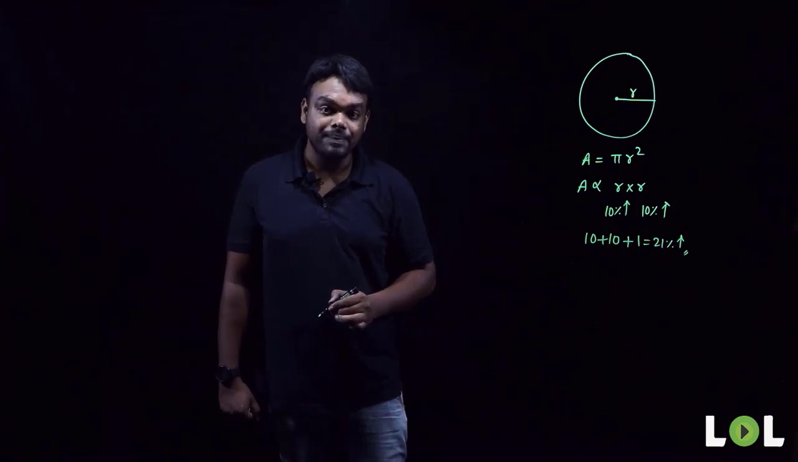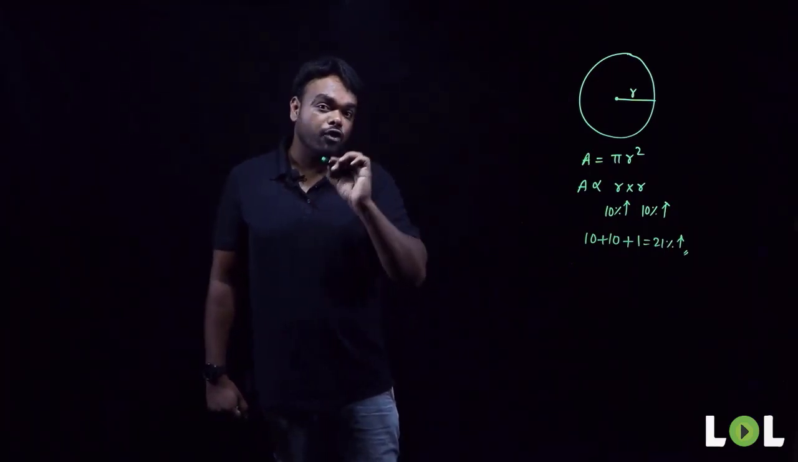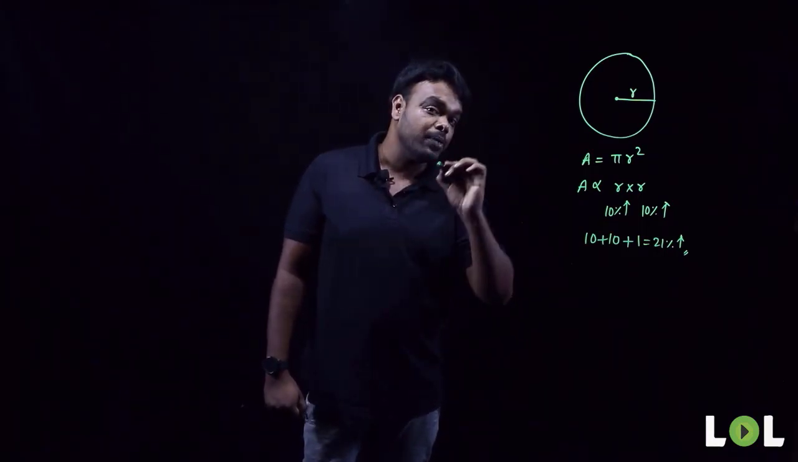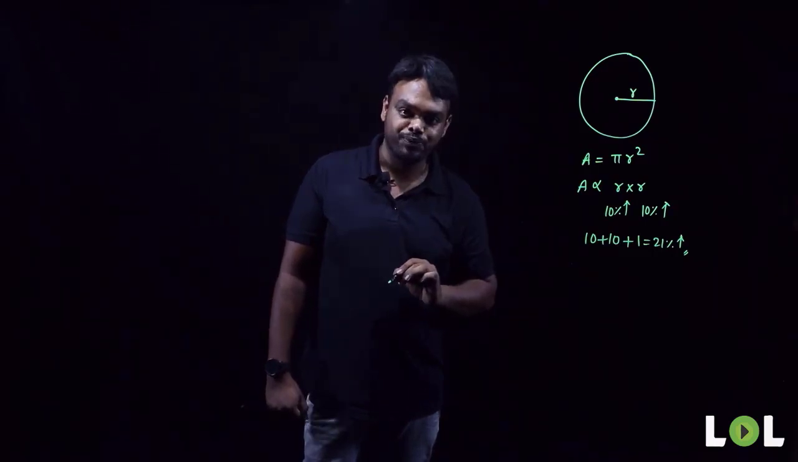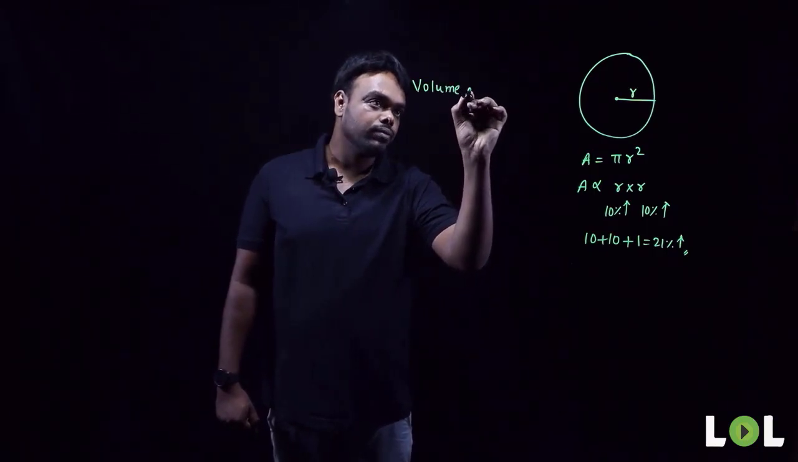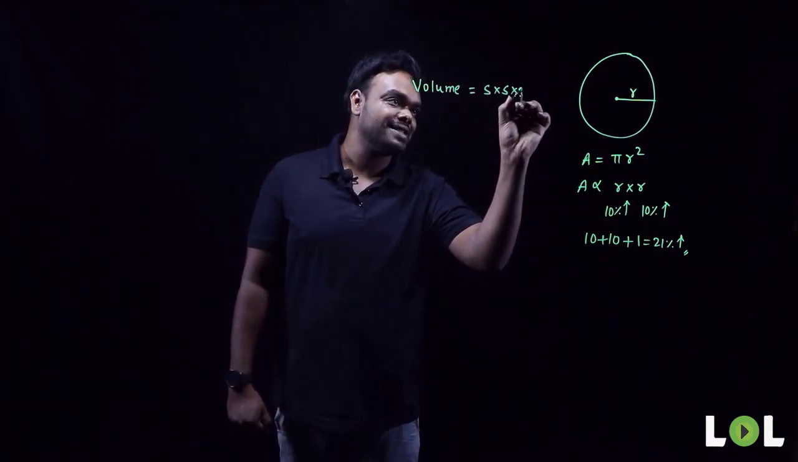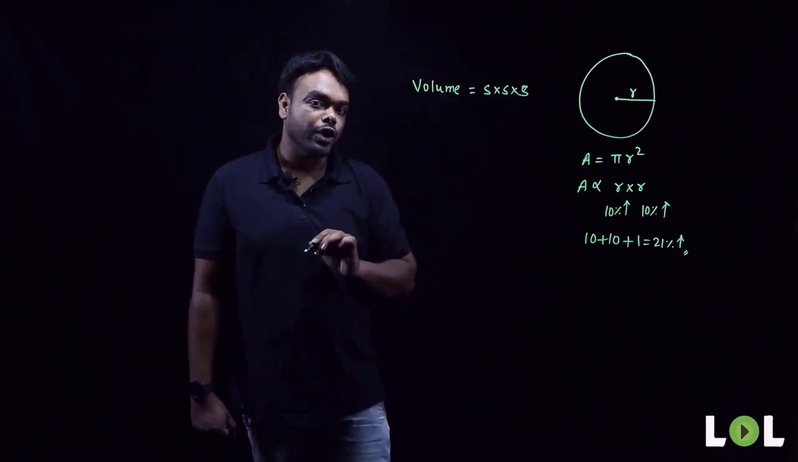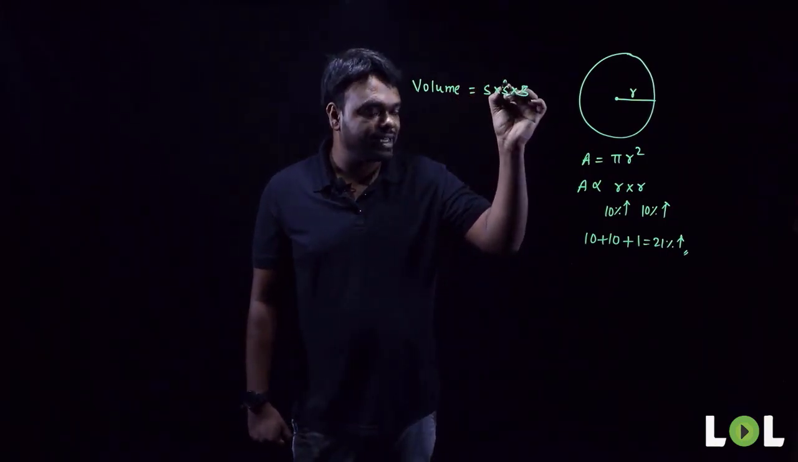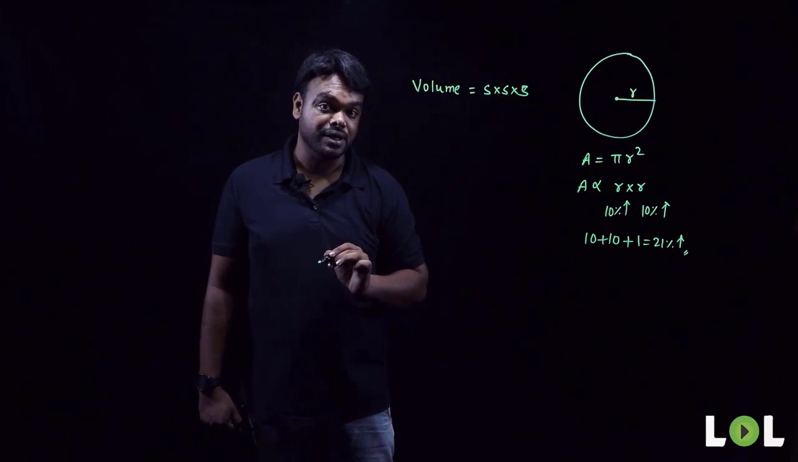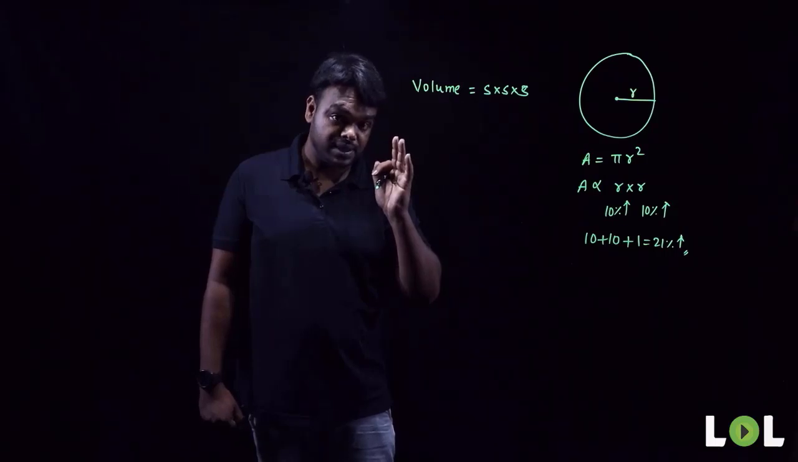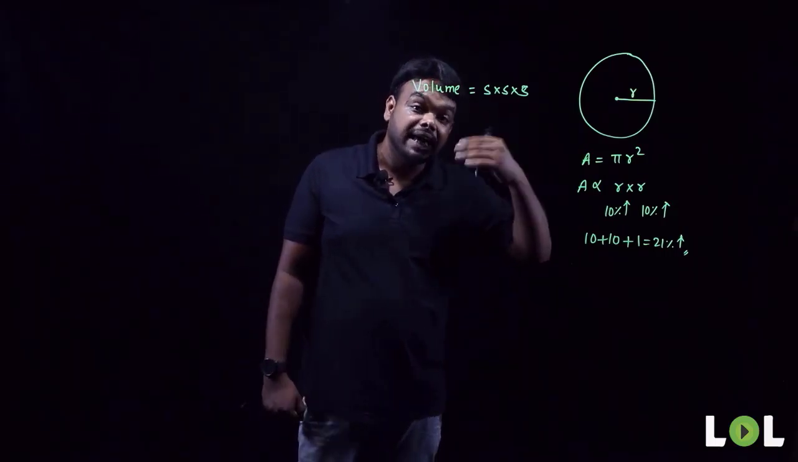Now what happens if I tell you the side of a cube is increased by 10%? And what is the percentage change in the volume of the cube? Now observe, we know the volume of the cube is side into side into side. So if one side increases by 10%, this will increase by 10%, this will increase by 10%, and this will also increase by 10%. It means the volume of the cube will increase three times, that is 10%, 10%, and again 10%.